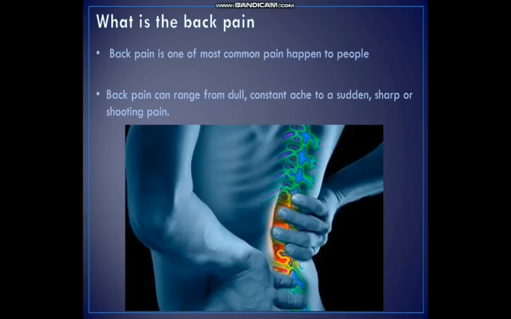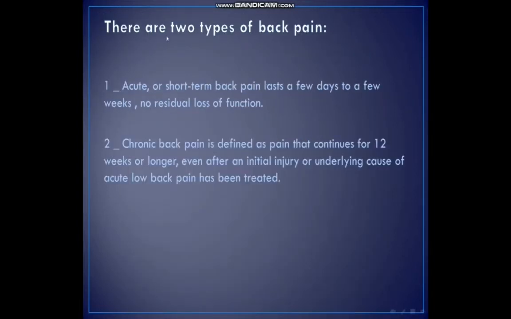What's back pain? Back pain is one of the most common pains happening to people. Back pain can include lower, middle, or upper back pain, or maybe low back pain with sciatic nerve. The sciatic nerve and lumbar plexus innervate the pelvic region of the body and the lower extremity, and can cause muscular problems in the lower extremity. Back pain can range from a dull constant ache to sudden, sharp, or shooting pain. It can occur suddenly as a result of an accident or from lifting something heavy, or can develop with age, so be careful.